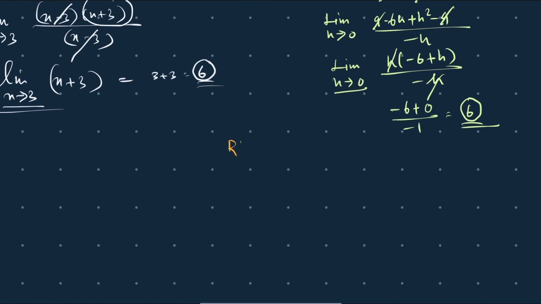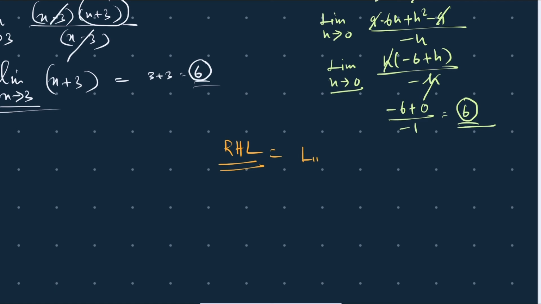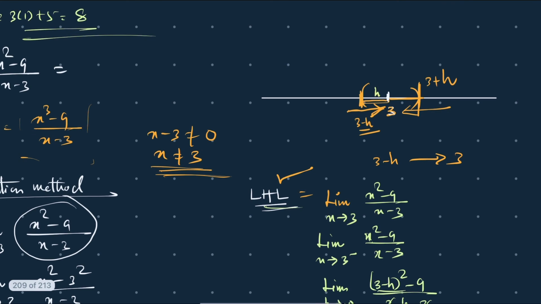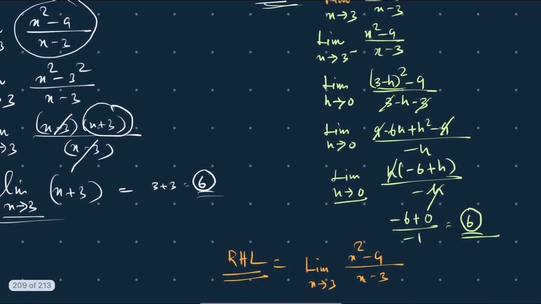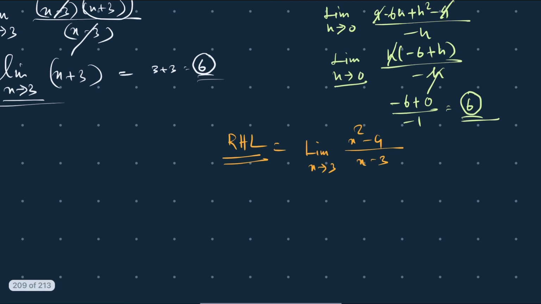What is the right hand limit? Right hand limit means the same thing, limit x tends to 3, x square minus 9 by x minus 3. Now x minus 3 means what? Since we are approaching from the right hand side, we are approaching from 3 plus h to 3. So our main aim is to reduce the size of h. So we are going to introduce h tends to 0. So limit, this is what? 3 plus. So h tends to 0.